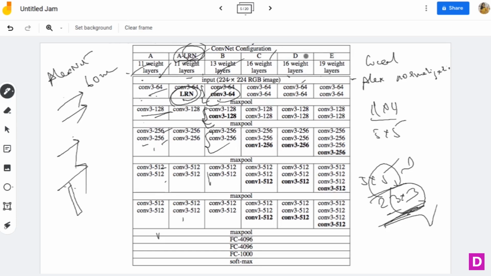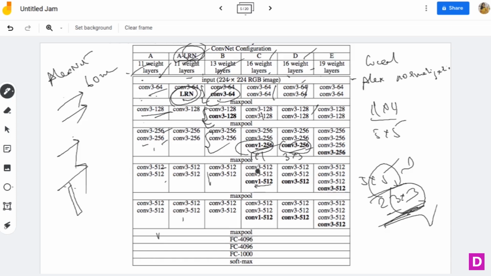Now they have this C and D, they both are 16 layers. In 16 layers, everything is the same here except the dark part. Here they have used a 3 cross 3 kernel and 256 number of kernels. Here they have used 1 cross 1. I'll talk about this 1 cross 1 also, it is very interesting, but let us come to this slowly.